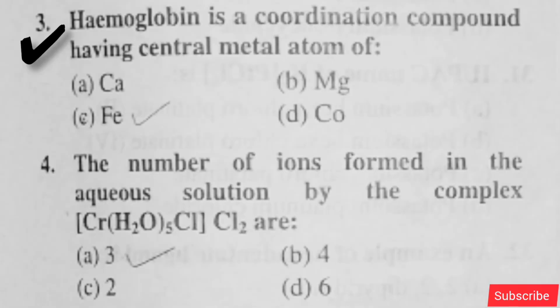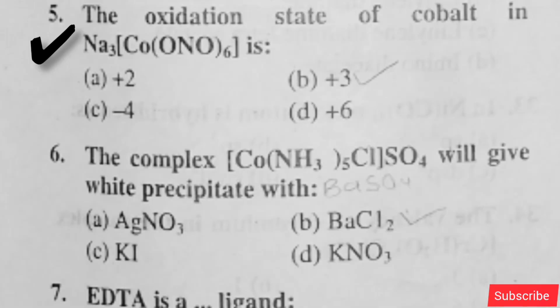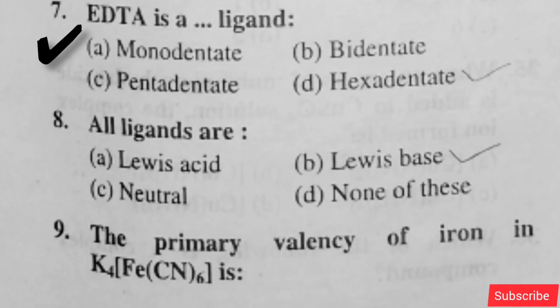थर्ड क्वेश्चन है hemoglobin is a coordination compound having central metal atom of. ऑप्शन सी इज राइट. फोर्थ क्वेश्चन है the number of ions formed in the aqueous solution by the complex this are. Option A is right. Fifth question है the oxidation state of cobalt in this is. Option B is right. Sixth question है the complex this will give white precipitate with. Option B is right. Seventh question है EDTA is a.